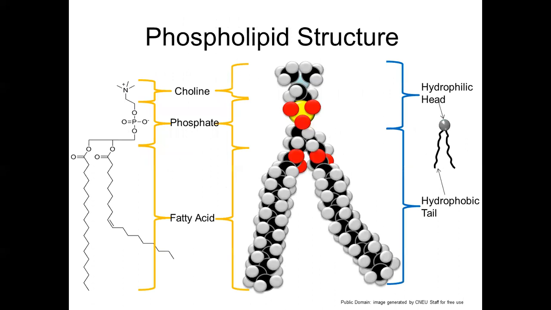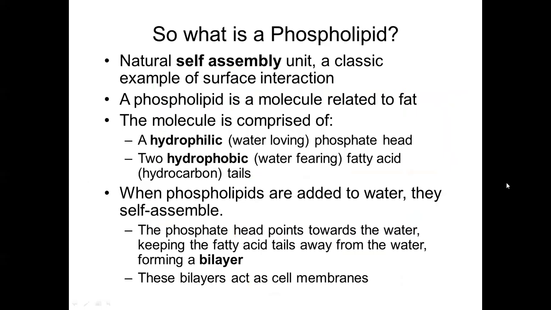One of our favorite structures that we've looked at multiple times throughout the nanotechnology course is the phospholipid. Naturally we have this phosphate head, and this head is hydrophilic, and this tail is hydrophobic. We're going to use this formation later on to take a look at self-assembly units. So what is a phospholipid? We looked at this before. It's a natural self-assembly unit. It's a classical example of surface interaction.